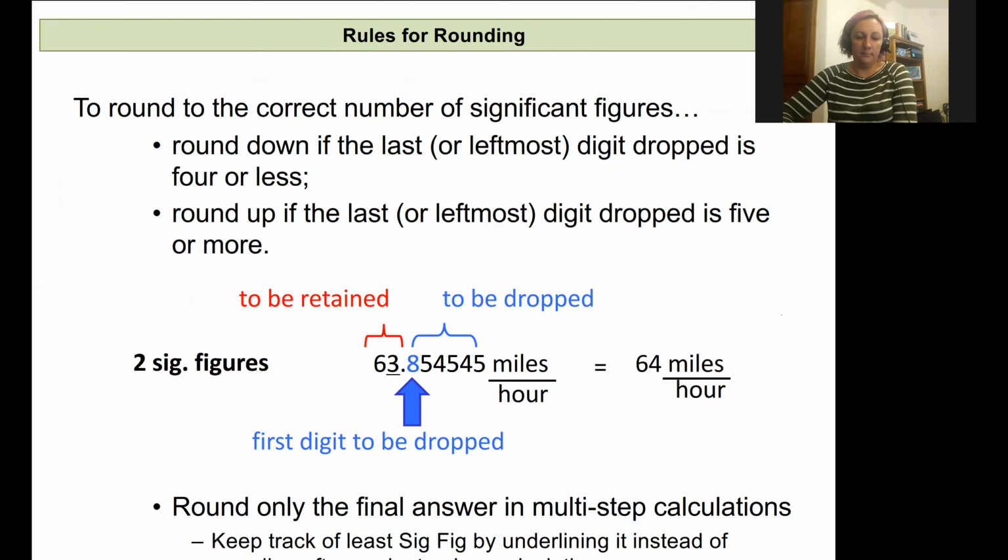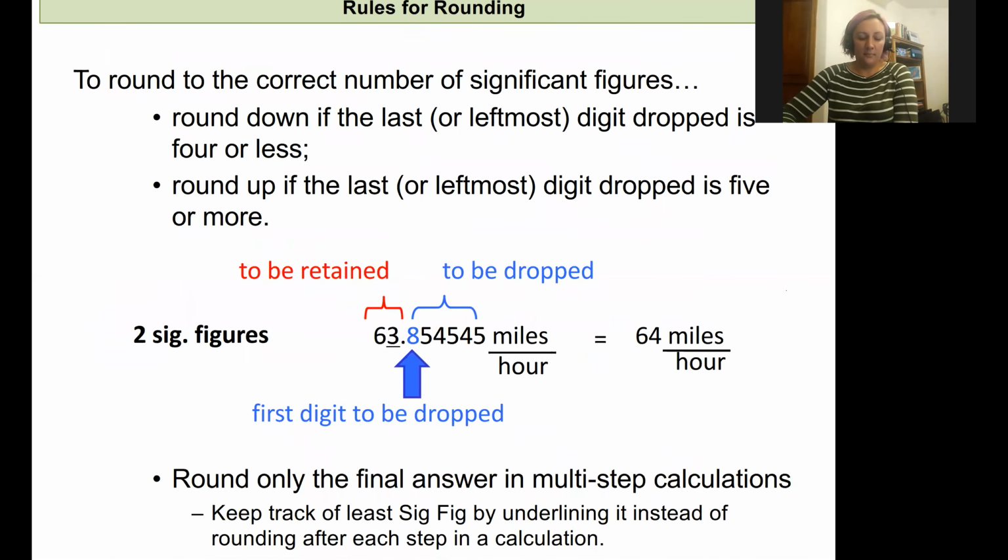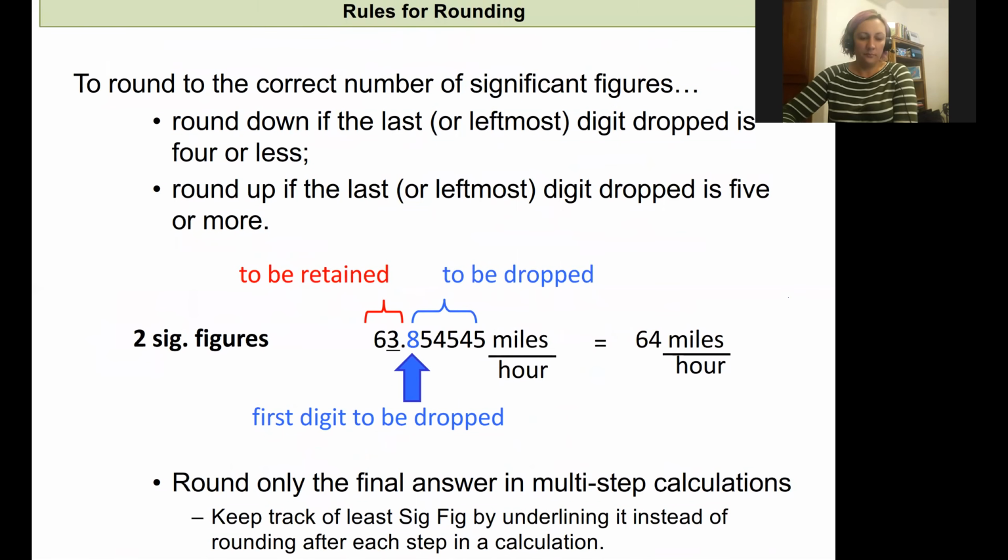Let's talk more about those rules for rounding. So hopefully this is somewhat intuitive. When we are going to round to the correct number of significant figures, we oftentimes are going to also have to manage whether or not we round up or round down. So we're going to round down if the last digit is a 4 or less. And we're going to round up when the digit is a 5 or more. And so in this case here, if I need to round to two significant figures, I am going to keep this 63. But my first digit that's dropped is an 8, which is greater than 5. So I'll round this whole number up to 64 when I report it to two significant figures.